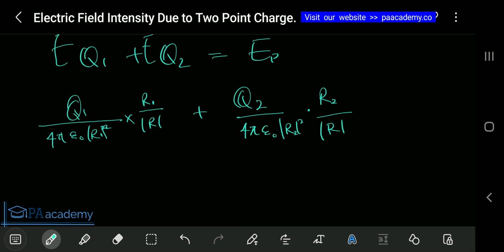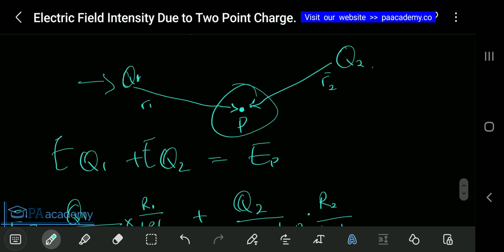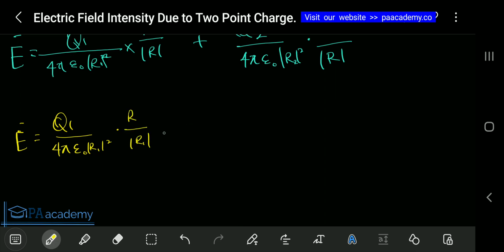Okay, so that is how you go ahead to calculate the electric field intensity between two point charges. If there are more than two charges, maybe 2, 3 or 4, it's just the same process you are going to use. So E is equal to Q1 over 4 pi epsilon naught, R1 squared, multiplied by the unit vector over its magnitude, plus the second charge Q2 over 4 pi epsilon naught, R2 squared, multiplied by the unit vector over its magnitude, plus, so you continue like that.